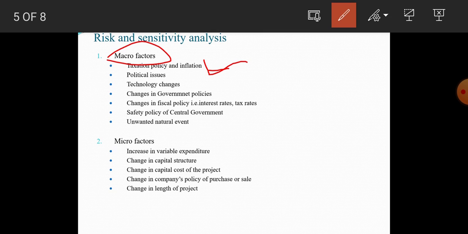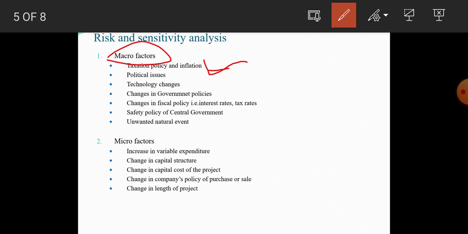Then second is political issues. So due to a change in government or due to some kind of strike, as now this farmers' strike is going on, due to some political issues, if the whole industry or firm is getting some problems, that is also not in our hand. Political issues.